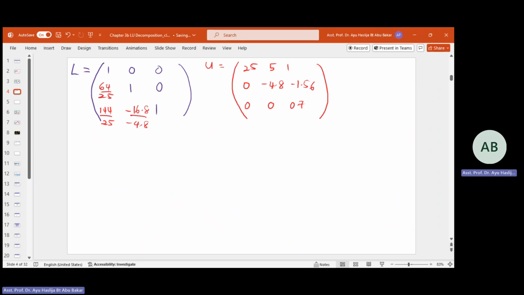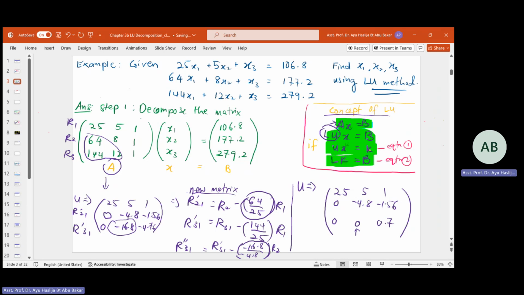Okay, we got your L and U matrix. So far, any questions? Then the next step is using the concept just now. From the equation earlier, we must find the K first. K is in equation 1 and equation 2.